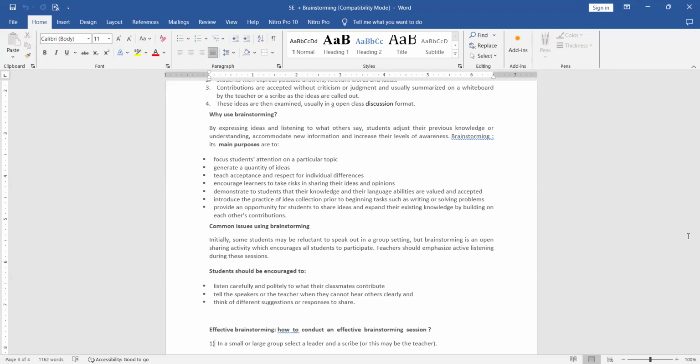What are the purposes of brainstorming? First one, get the students' attention focused on a particular topic. Next, generate a quantity of ideas. A lot of ideas come. Now, they say freely without needing to think whether it's right or wrong. That is the kind of classroom you create. You have to get the students to give their ideas freely, think without being inhibited about what is right, what is wrong, and all that. So it will generate a quantity of ideas, a lot of ideas.